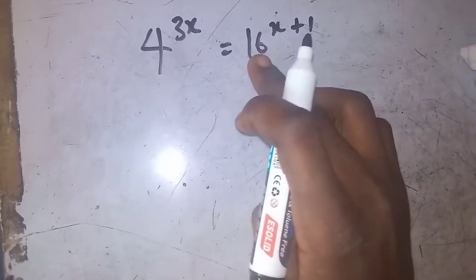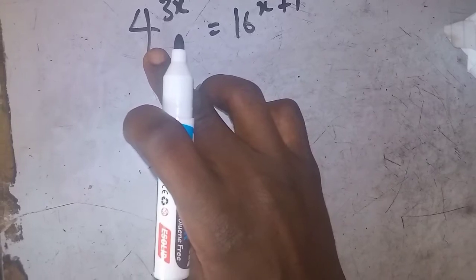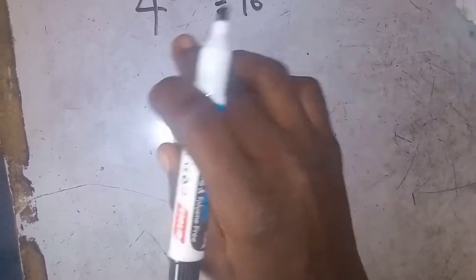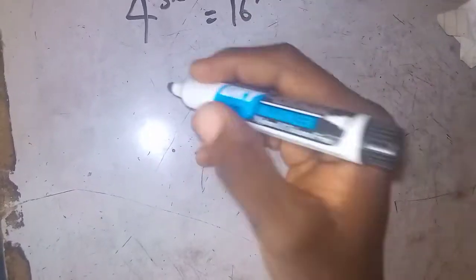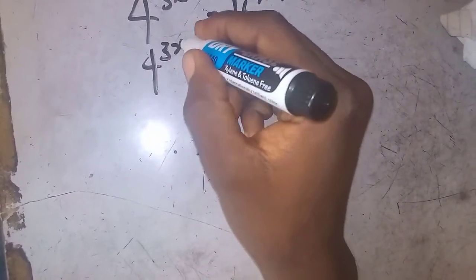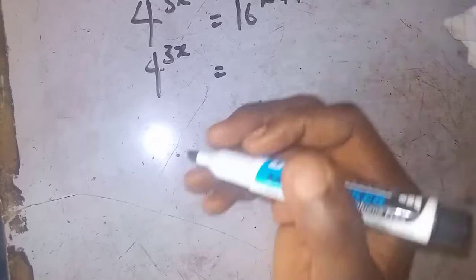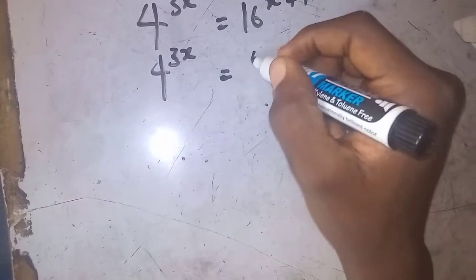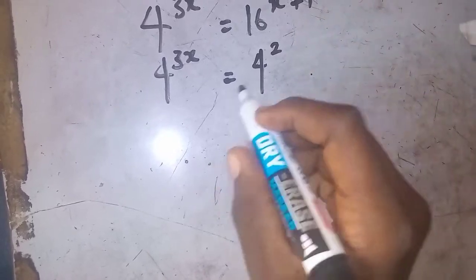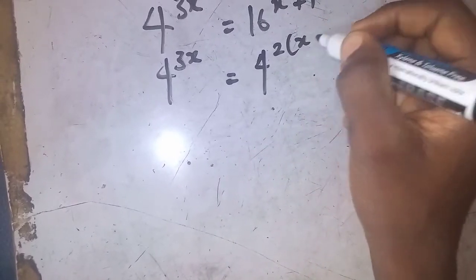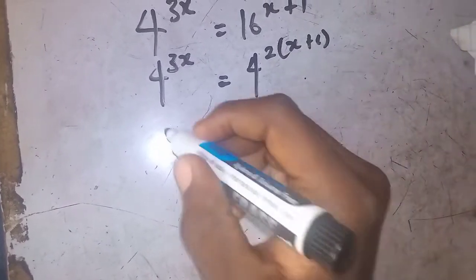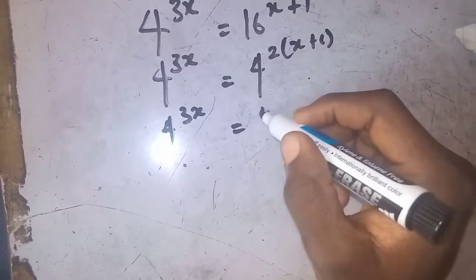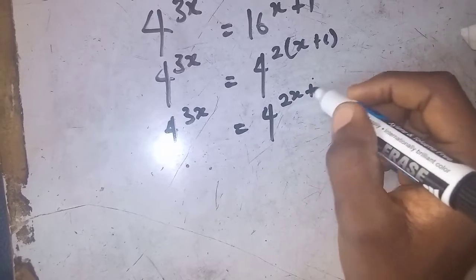Now what I want to do is to make sure that this 16 comes down to 4 so that they both have the same base, so that we can be able to evaluate it. So when I have 4 raised to power 3x here, what power can I give to 4 that can form 16? Obviously it's 2. 4 raised to power 2 is what will give us 16, multiplied by x plus 1. So 4 raised to power 3x equals 4 raised to power 2x plus 1.